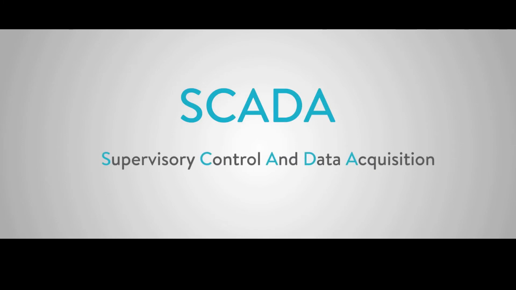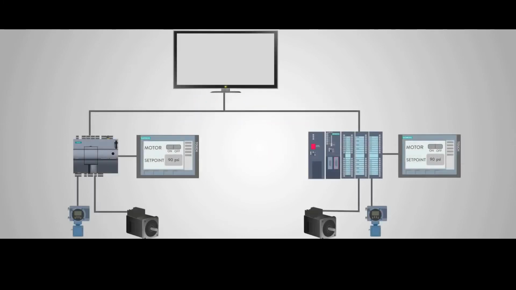So, let's dive into SCADA for now. SCADA stands for Supervisory Control and Data Acquisition. These are used for monitoring and controlling large areas, typically a full site or plant. SCADA systems are a combination of many systems, including sensors, RTUs, or remote terminal units, and PLCs. Data from all of these systems is then sent to the central SCADA unit.